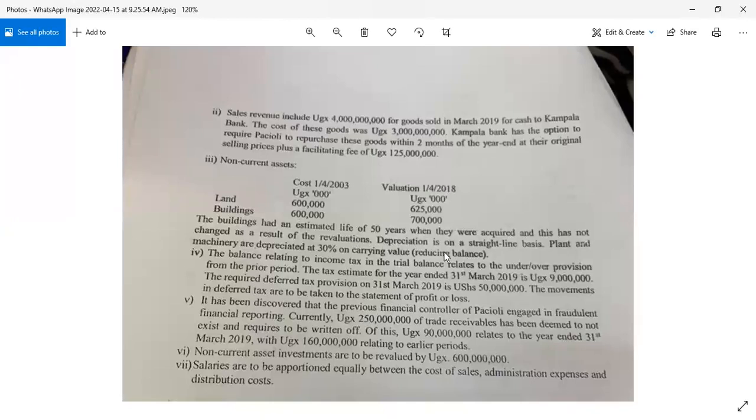Then they said the depreciation is on a straight line basis. Now, straight line basis says that you use cost over useful life. So unfortunately, you had a revaluation. So when you have a revaluation, you have a new cost now. The new cost is 700, but the useful life also becomes new, which is now 35, the remaining one. So therefore, the depreciation for the building, let me take you to the working.